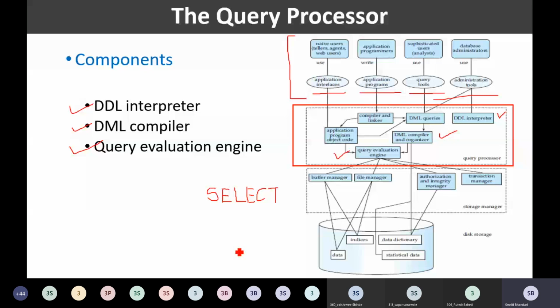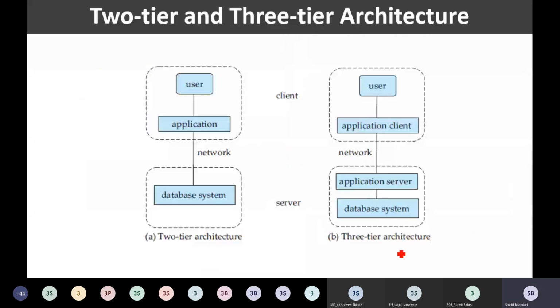So let us go to the last concept that today we are going to discuss, and that is the two-tier architecture and the three-tier architecture of a database system. If you are able to visualize the screen, we have depicted here a two-tier architecture and a three-tier architecture of our database system. So what do we actually mean by two-tier and three-tier architecture?